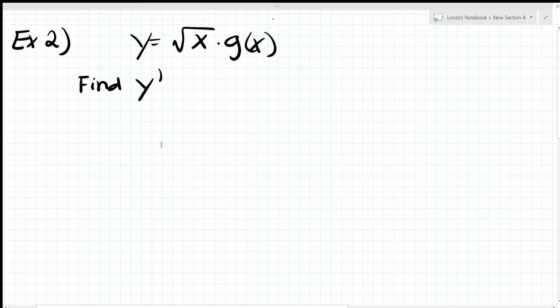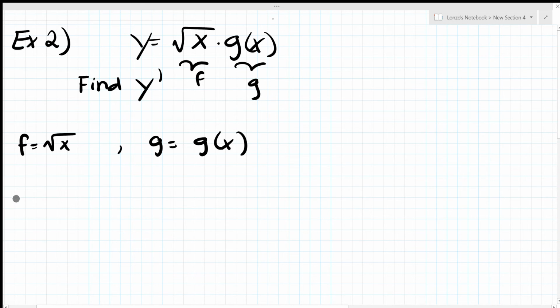So let's do example 2. Let's say we're given y equals square root of x times g of x. We have to find y prime. So first step, distinguish your f and your g. This square root of x is my f, and this g of x is my g. So let me rewrite that. f is square root of x, and my g is g of x.